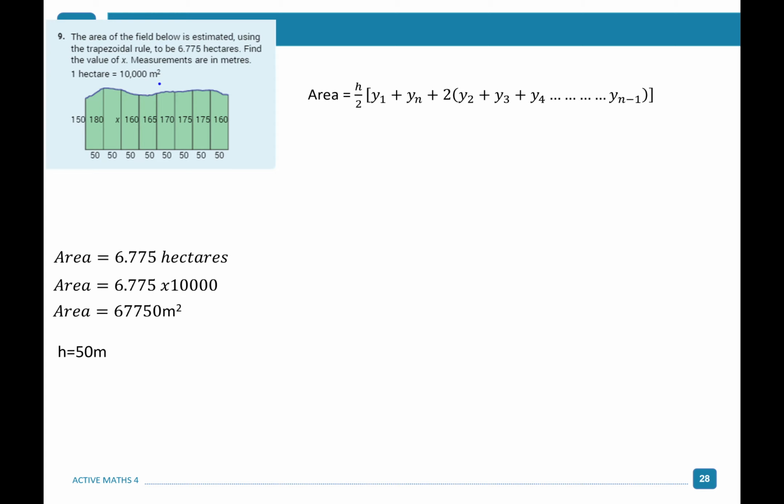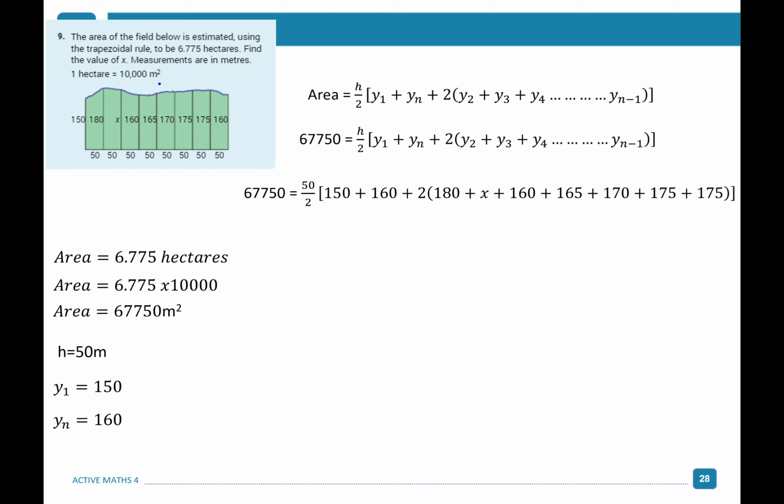We know that our width, h, is equal to 50 meters. We're told that in the question. And we can see from our diagram that y1, our first height is 150, yn is 160, and then we have all of the heights in between. So from here, I'm just going to substitute in what I know, including my unknown value x, and solve for that unknown x. Substituting in my values gives me 67,750 as my area, and that's all equal to my formula.